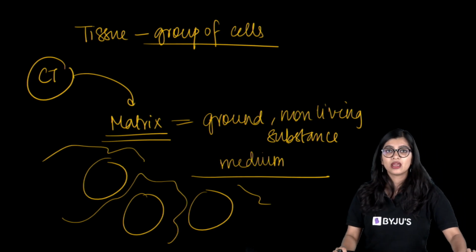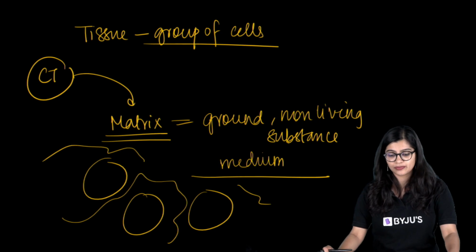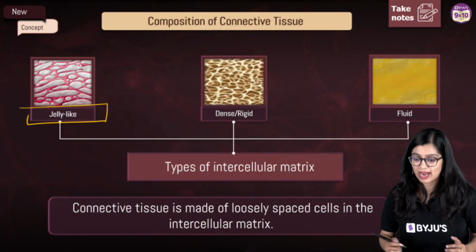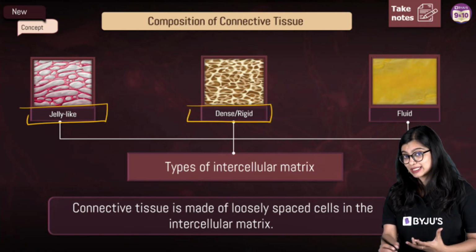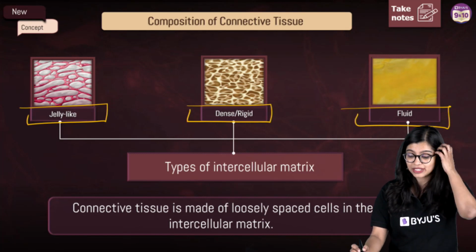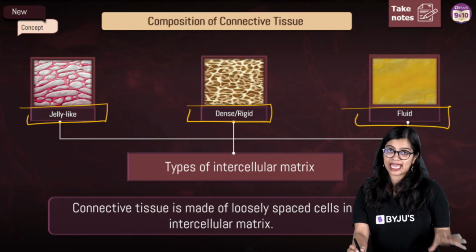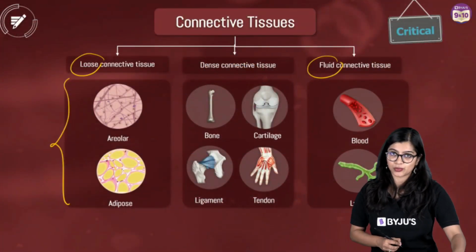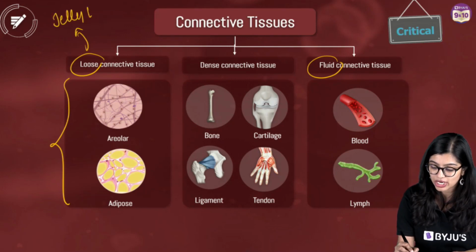you could say. Now, of course, the nature of the matrix is not the same for all connective tissues. In some cases, we observe that the matrix is jelly-like. While in some cases, we see that the matrix could be rigid. While in some cases, we see that the matrix could have a fluid nature. So in all these cases, different types of matrices exist, which is why we end up seeing different types of connective tissue. So in loose connective tissue, we see that the matrix is a little more jelly-like.